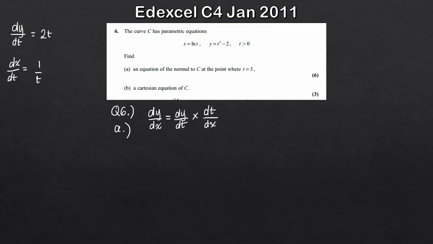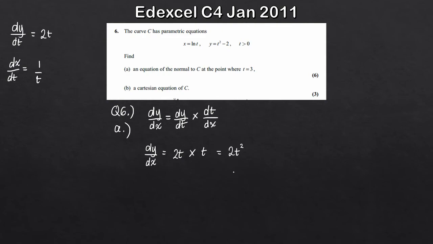So what we want to do now is just basically use our dy by dt and our dx by dt here. dy by dt, that's 2t. We times it by dt by dx, so that's the reciprocal here of this 1 over t. So the reciprocal of this would just simply be t. So 2t times t would give us 2t squared there. Okay, that's dy by dx for us.